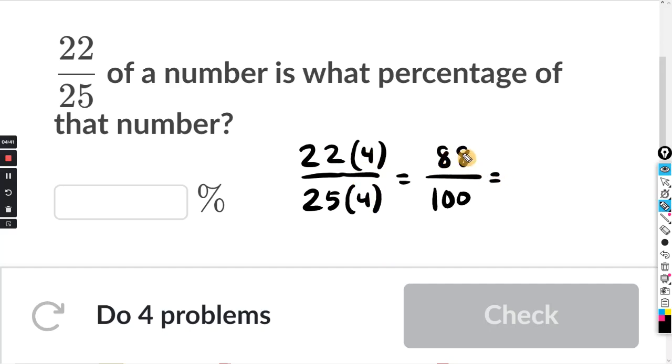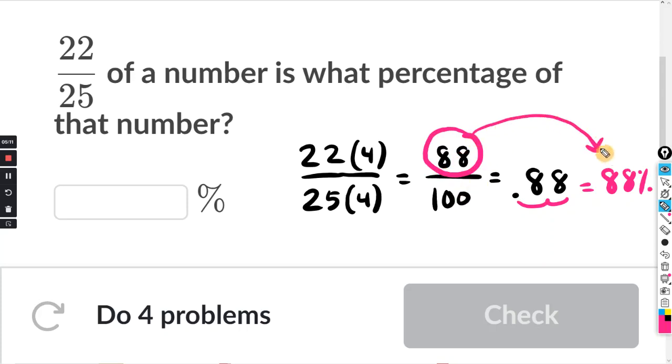And I know that 88 divided by 100 is 0.88. Final step, move the decimal over 2 places. And that's just going to be 88%. Notice, whatever number you get divided by 100, that is going to be the percentage. So really we could have stopped right here. If we have the numerator over 100, that's going to match the percentage.